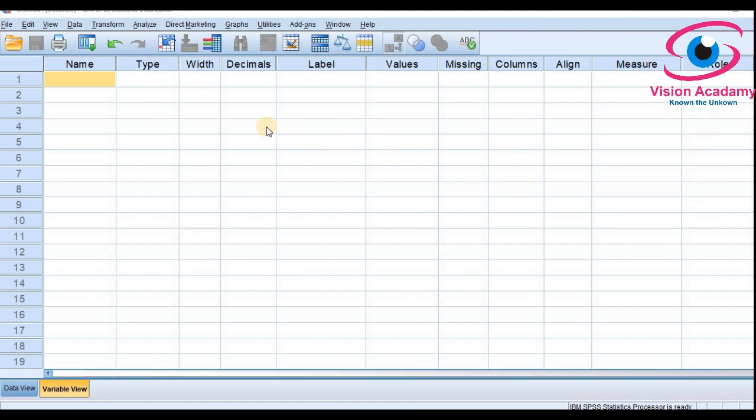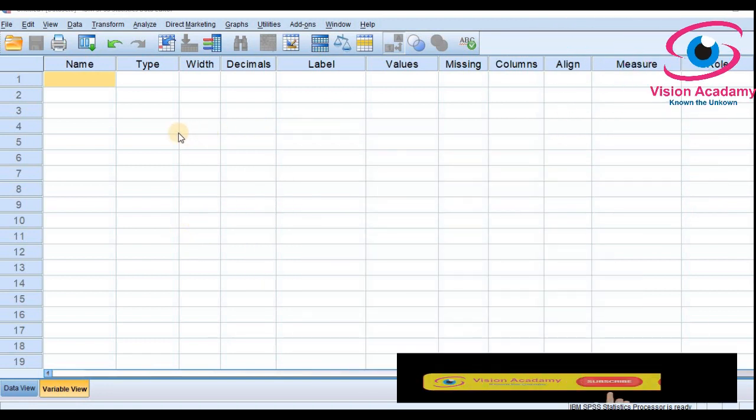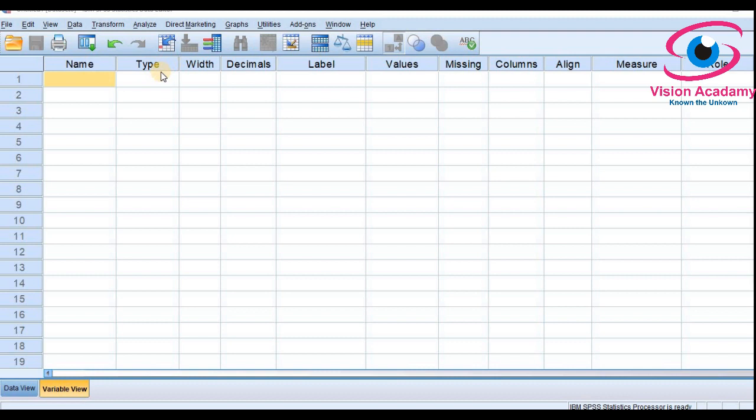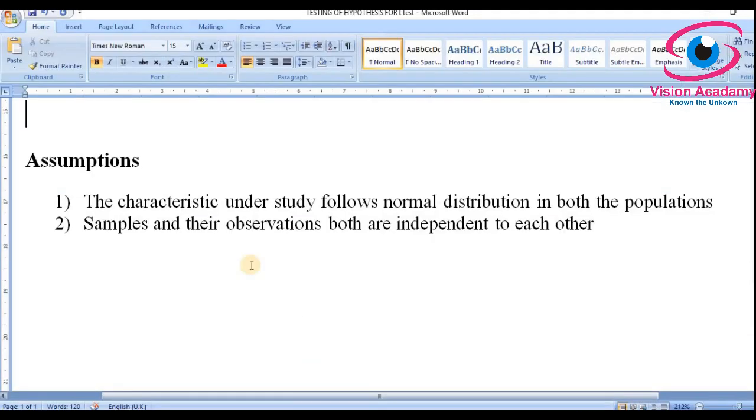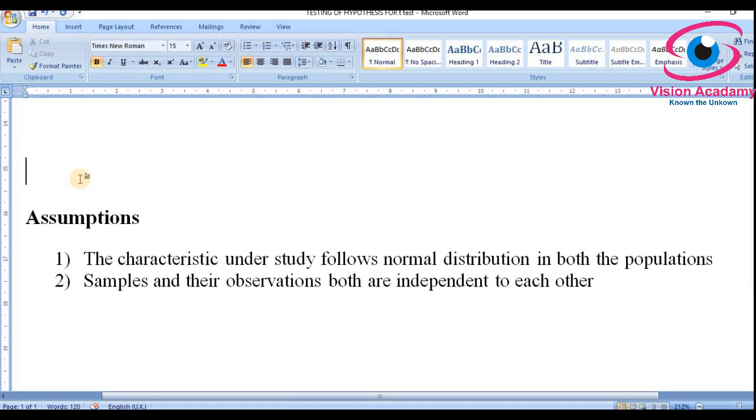In this tutorial, you are going to learn entering data and analyzing and interpreting data in SPSS software for the two sample t-test, that is, the independent t-test. For that, let us know the assumptions of the two sample t-test. The assumption is that the characteristic under study follows a normal distribution.